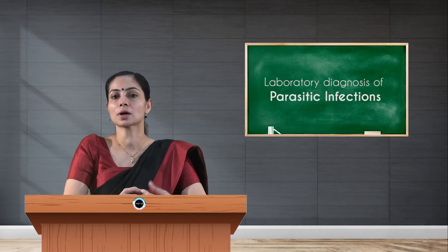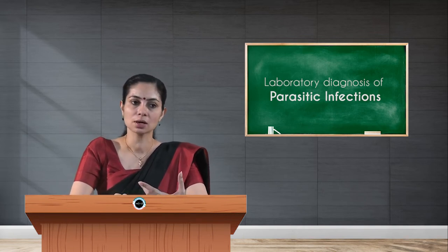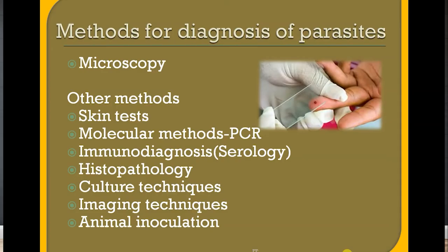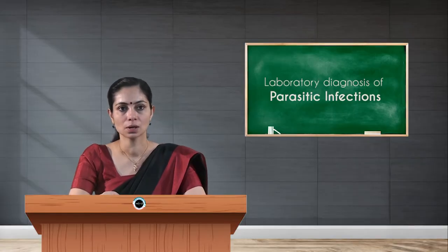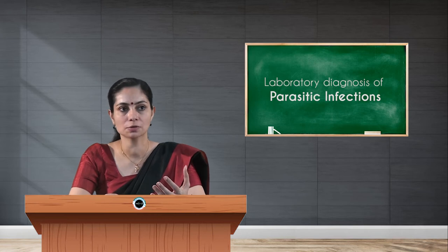Other than that, we have other methods including skin test, molecular methods like PCR, immunodiagnosis, where you can detect the presence of antigen or antibody in the serum sample collected from the patient, histopathology, culture techniques, imaging techniques, or animal inoculation. What are the samples we collect for lab diagnosis of parasitic infection?